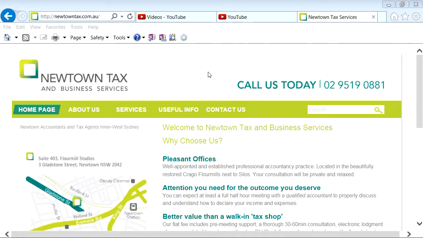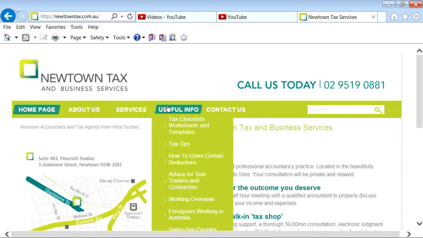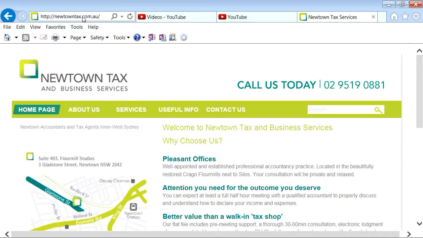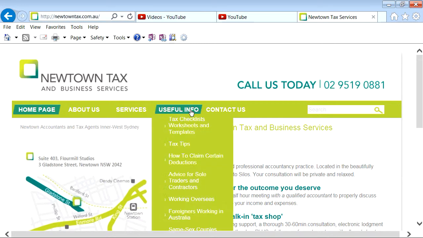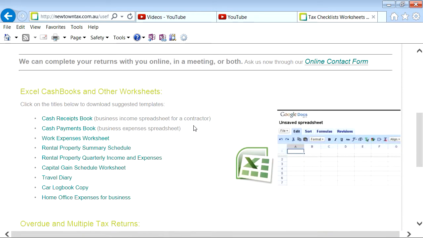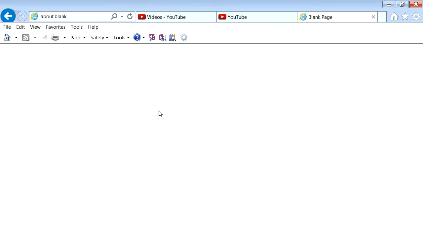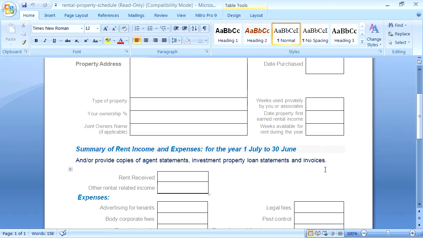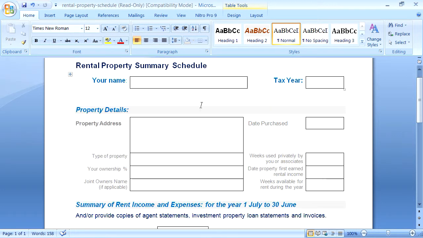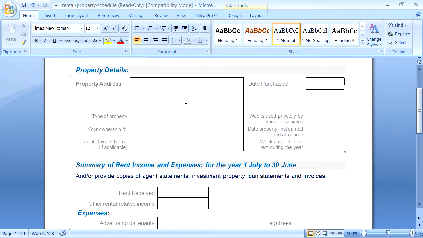Okay, so this tutorial deals with the mystery that is negative gearing as it applies to a rental property. To start the explanation, first thing to do is to hop onto our website, which is newtowntax.com.au, head into useful information, tax checklists, worksheets and templates, and open up the rental property summary schedule. The rental property summary schedule shows the information that needs to be recorded when you're preparing a rental property schedule. That's dealt with in an earlier tutorial.